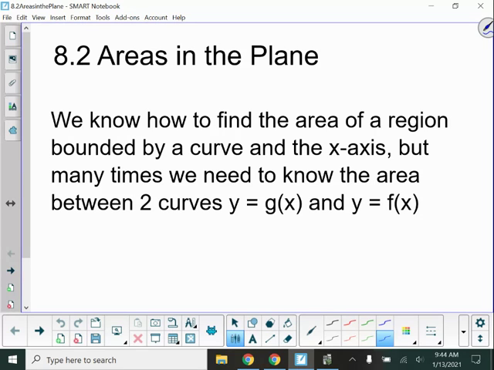This is your video for 8.2, areas in the plane. So area under the curve has been the main idea behind integrals that we've been working with now for a couple of chapters. But in many cases, it's useful to know the area between two curves rather than just the curve and the x-axis like we've been working on before. So that's what this is going to look like: how to find the area between two different curves.